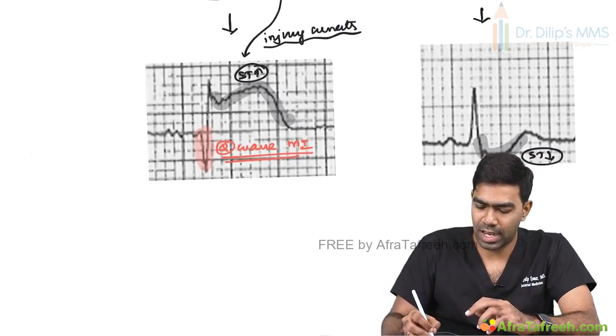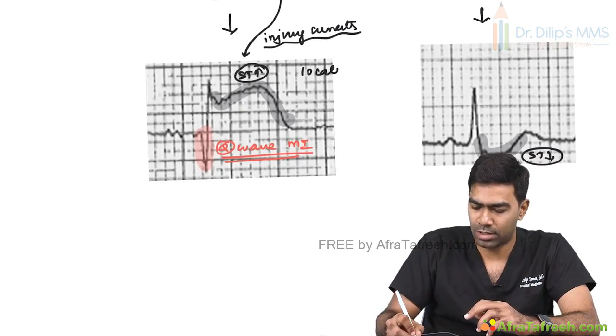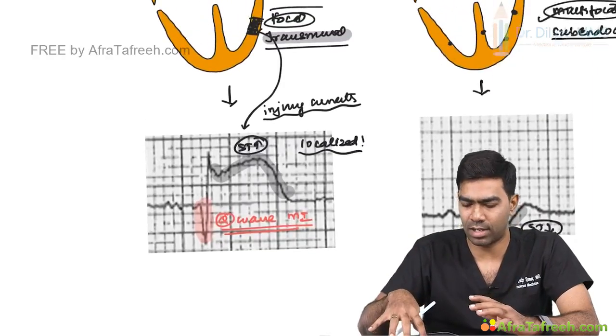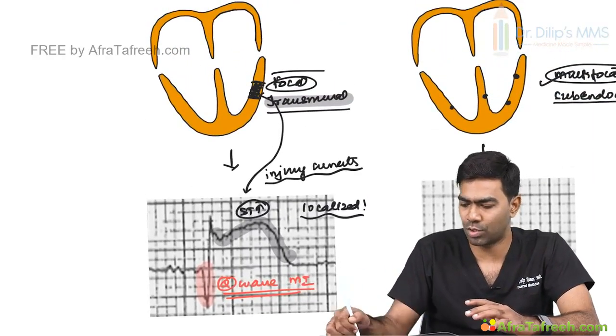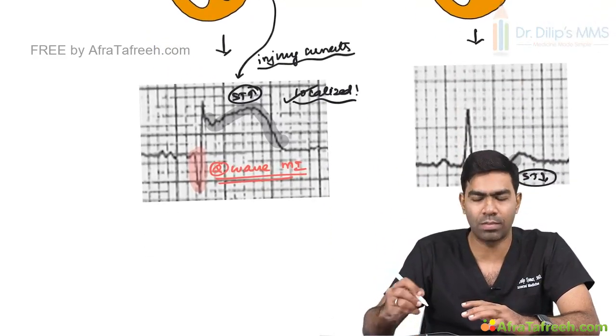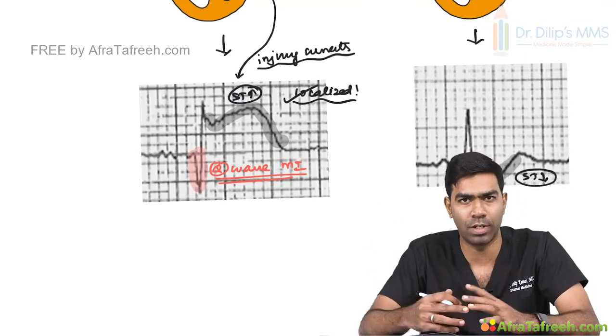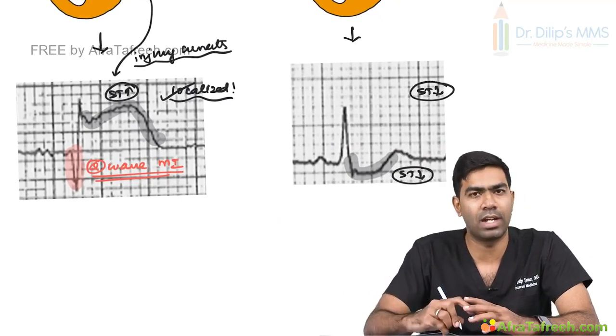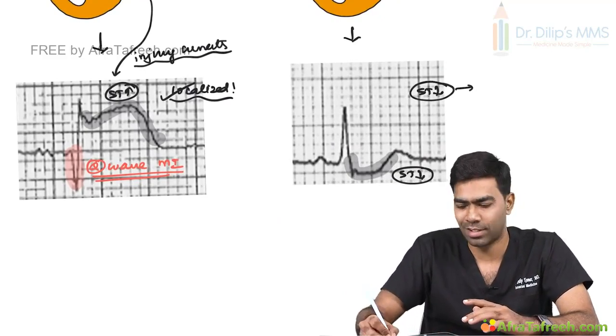Remember, ST elevations can be localized. You can understand by a hint that since the transmural infarcts are usually focal and can be localized, the ST elevations coming from those local, focal areas can also be localized. On the other hand, these ST depressions and T wave inversions cannot be localized.